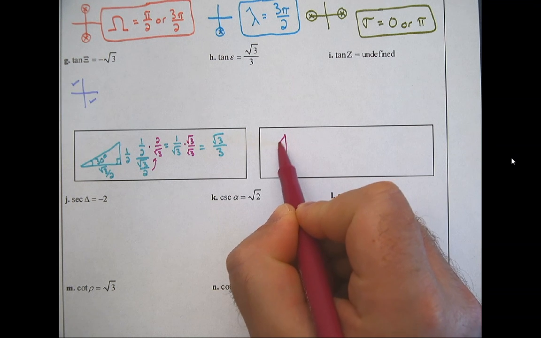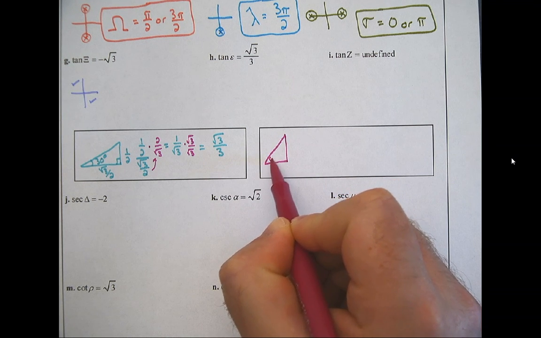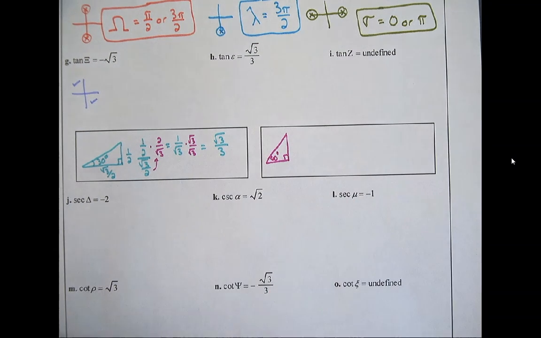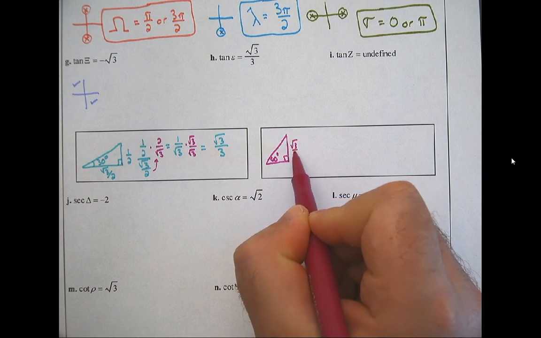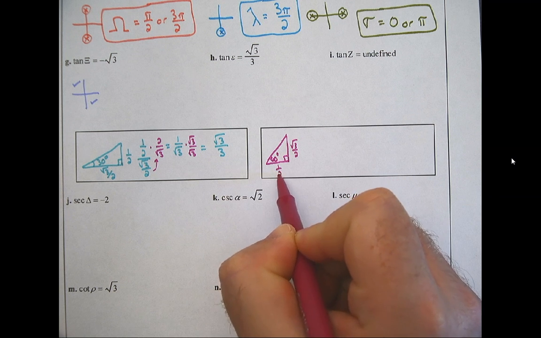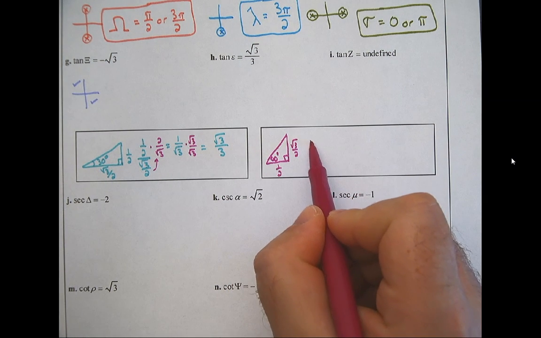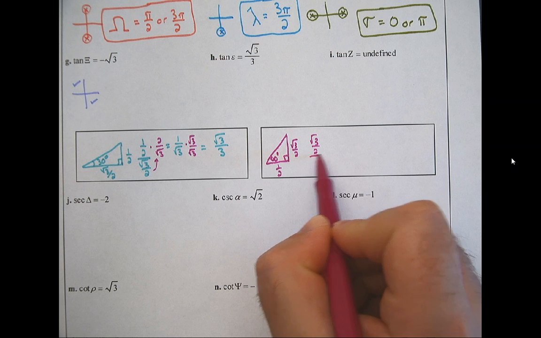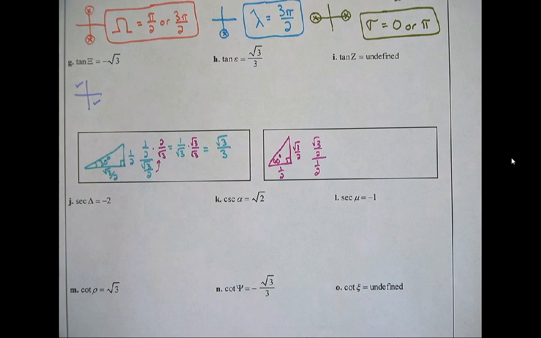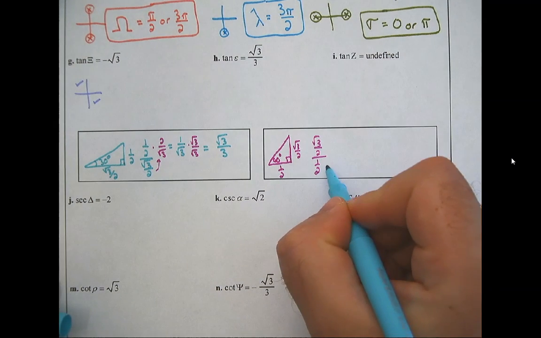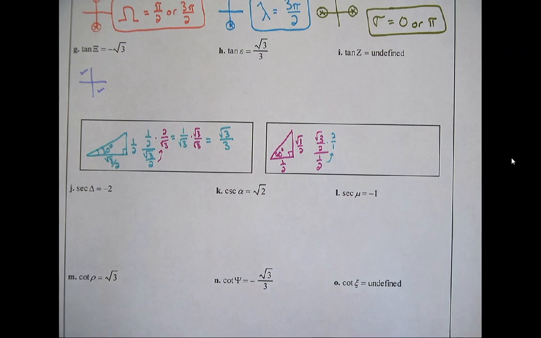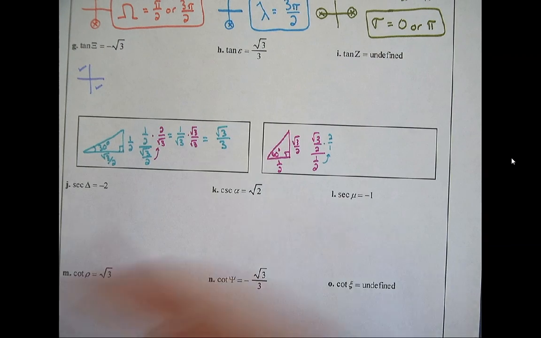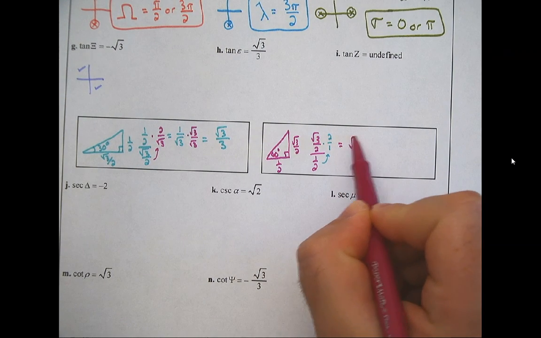So this time I'm drawing a 60. Opposite, square root 3 over 2. 60 adjacent, 1/2. Tangent is opposite over adjacent, square root 3 over 2 over 1/2. Nobody can divide fractions. So instead we flip and multiply. 2 over 1, the 2's cancel, and we're left with just root 3.